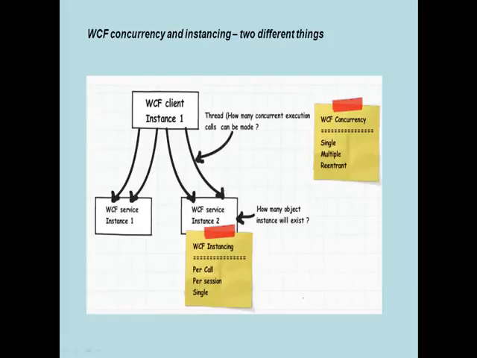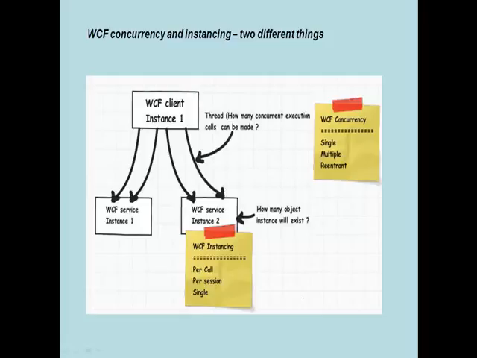Now before I move ahead, there are two important things: WCF concurrency and WCF instancing. WCF instancing we have already seen in our previous sections. Both of these things are very much different, I'll say. WCF instancing, as we have seen, is nothing but you would like to control how many object instances will be created, how many object instances will exist to serve your request, while WCF concurrency means how many threads will make a call to a WCF service. So both of them are different.